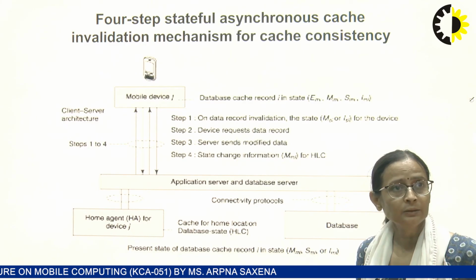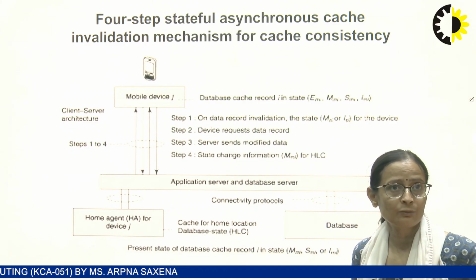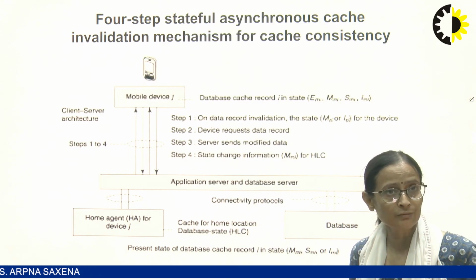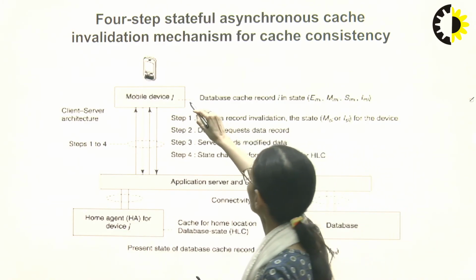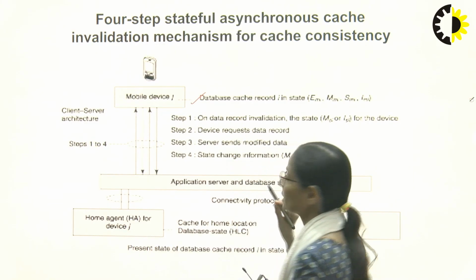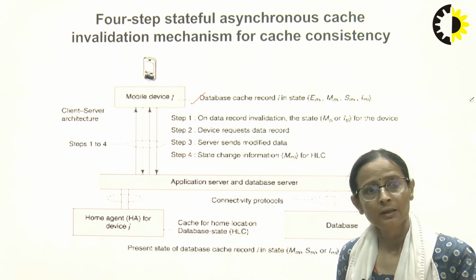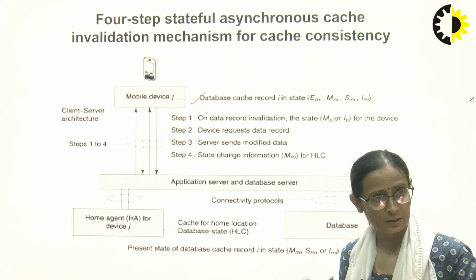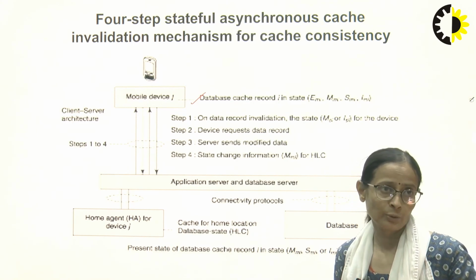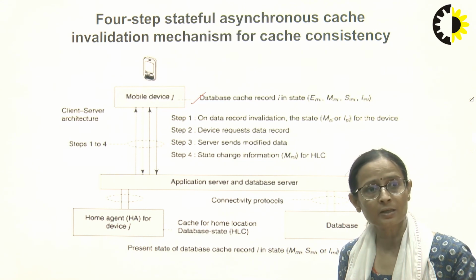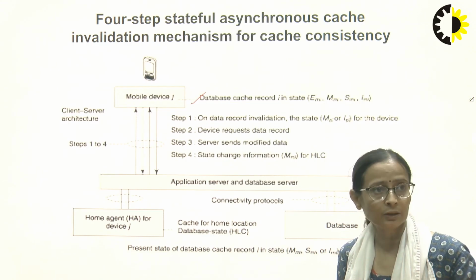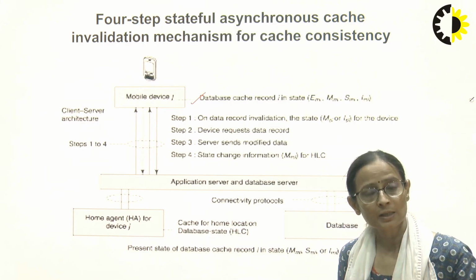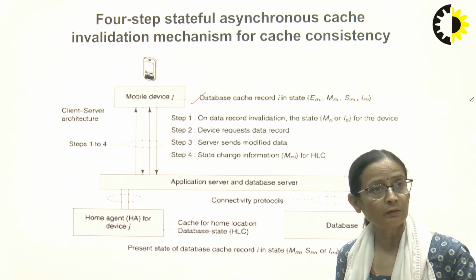So here are the 4 steps of a stateful asynchronous cache invalidation mechanism for cache consistency, which we have shown with the help of a figure. Here we have the database cache. In the very first step, on data record invalidation, the state M or I for the device is set here. So the device requests the data record, the server sends the modified data, and the state change information is set for the HLC. This is how things are done in the case of the stateful asynchronous cache invalidation mechanism.